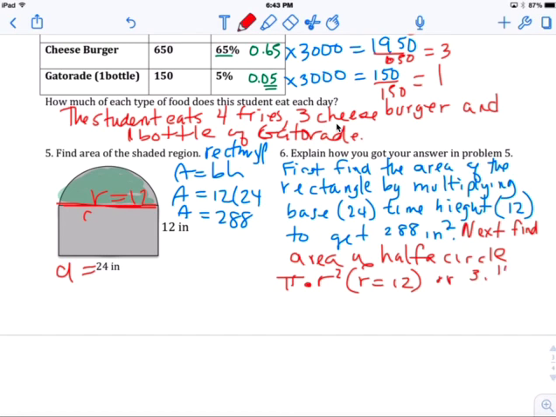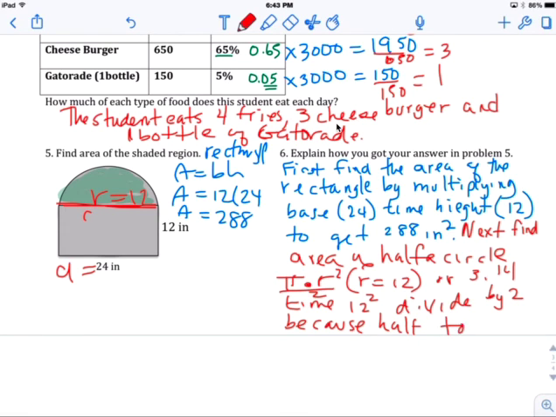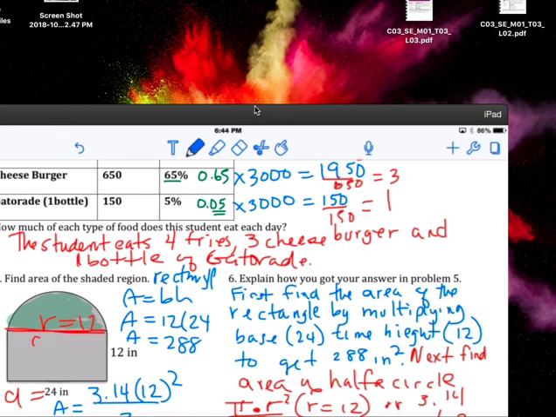Or 3.14 times 12 squared divided by 2. Divide by 2 because of half. 3.14 times 12 squared divided by 2. Area of half a circle. Okay, let's see.